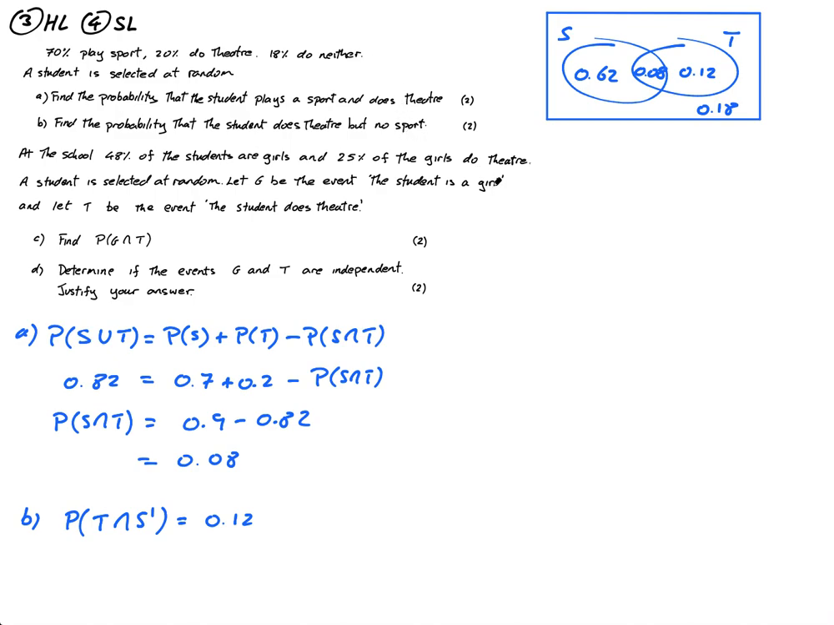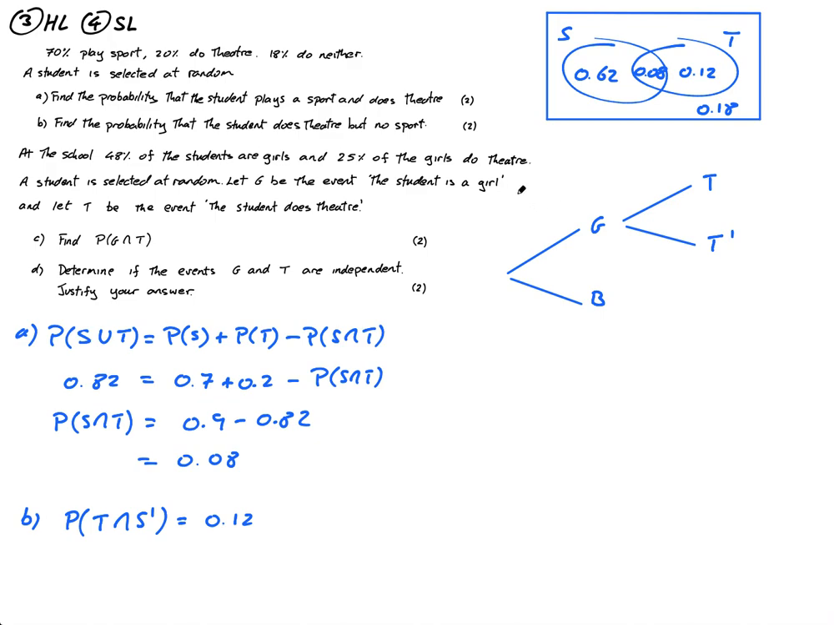What I want to do here is draw a tree diagram, because we're going to be going into consecutive events, or I'm going to see the probability that it's a girl and then the probability that they do theater. So we're going to start here. We're going to have the probability that it's a girl, boy. If it's a girl, theater, not theater. Now, I don't know if I even need to fill that out yet. So let's just stick with this.